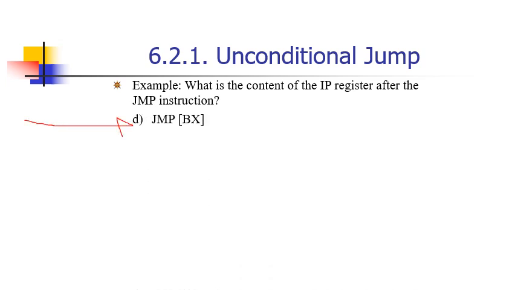Okay, how could we identify this jump? Is it short? Is it near? Is it far? Well, check your operand. If your operand is 8 bits, it's a short. If it is 16 bits, it's a near. If it's 32 bits, it's a far. Here, the address at which we would like to jump is placed in BX. Good.